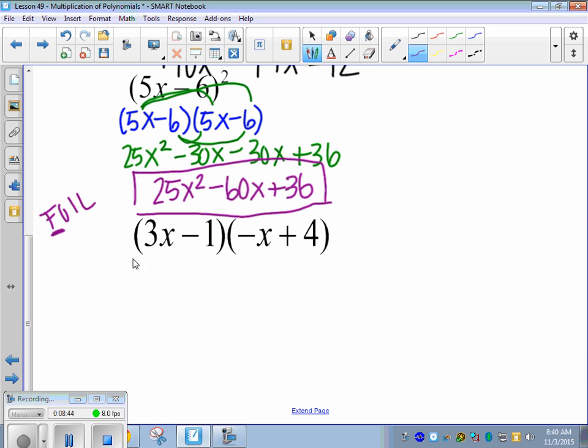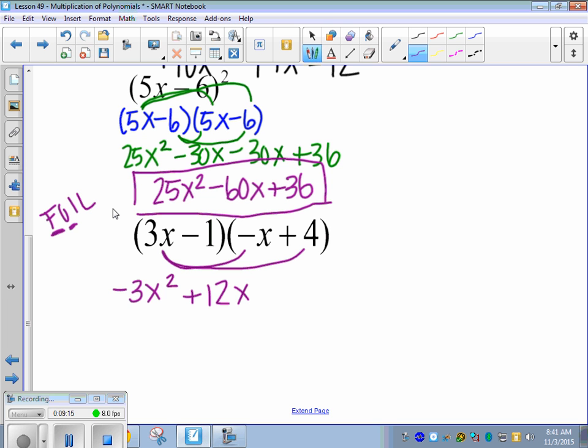Bethany? 3x and negative x, perfect. So I have these guys right here. So 3x times negative x is going to give me negative 3x squared. So make sure you keep that negative on there. Now I have the O. What are my outside terms in this set of binomials, Monica? 3x and 4, yep. So 3x times 4 is plus 12x. So we got the O taken care of.